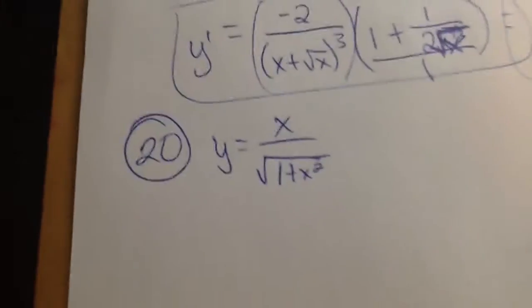Sorry for the blackout here. Had to fix the pen. Now I'm writing the problem. There we go. It's got an x on top, x on bottom. We're going to have to do quotient rule.